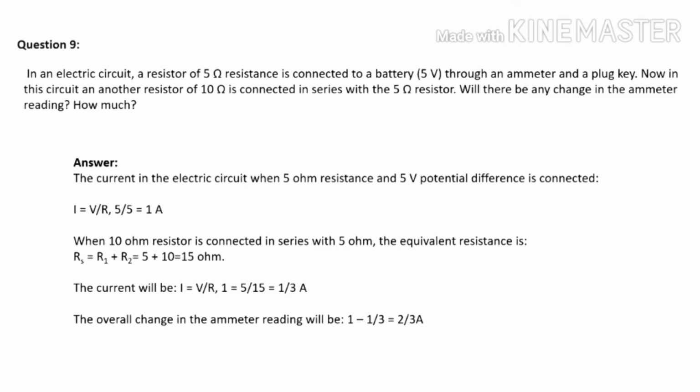What will be any change in the ammeter reading? Ammeter means its reading of current. So at first voltage is 5, resistance is 5 ohm, so you get current 1 ampere. After that you connect the 10 ohm resistor in series, so the total resistance is 15 ohm. So I equals V by R, you do not change the battery, so I equals V by R, you get 1/3 A. So overall, first is 1, after that 1/3, so the change is 2 by 3 ampere.